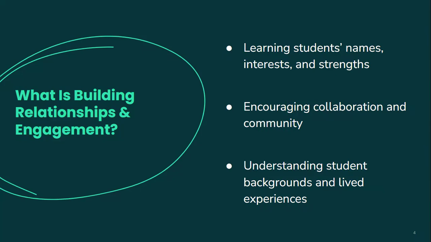So, learning your students' names, their interests, and their strengths is critical. Learning their hobbies, what they're involved in at school, who their friends are. These things don't happen immediately right when class begins, but there are strategic things that we can do to begin to learn who they are right from the beginning, the first day of school. Actually, before that, in some cases, there are some strategies you can put into place. Encouraging collaboration and community is key, and understanding student backgrounds and lived experiences is a valuable part of building relationships.